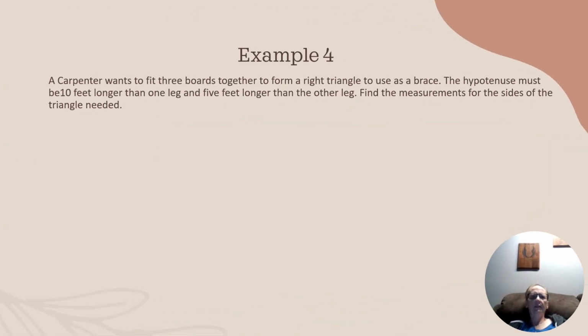All right, in our final example, we're forming a right triangle to use as a base. So I'm going to draw myself a right triangle. It tells me that the hypotenuse must be 10 feet longer than one leg and 5 feet longer than the other. So I need to relate these both to the hypotenuse. So I'm going to call my hypotenuse x. So if it's 10 feet longer than one side, then the side is 10 feet less than it. And if it's 5 feet longer than the other side, it's 5 feet less than it. And obviously I have my hypotenuse is x.